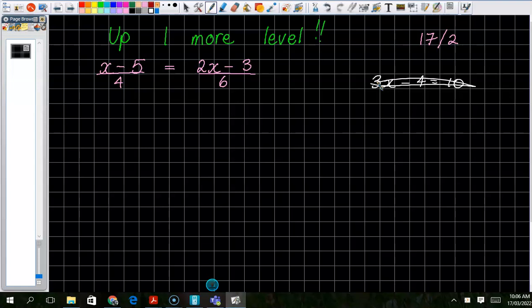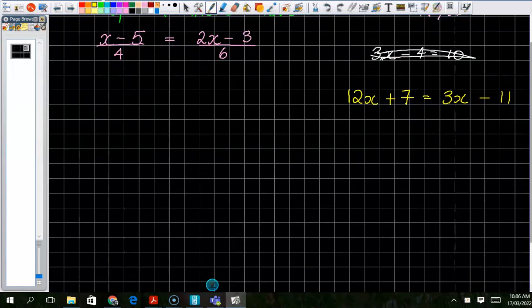We looked at brackets last week, did we not? Last lesson. We also looked at what happens if we've got x's on both sides. Yes? We tried that. So we put them to the same side. So if I have something like, let's go 12x plus 7 equals 3x take 11, we want to get our x's on one side.